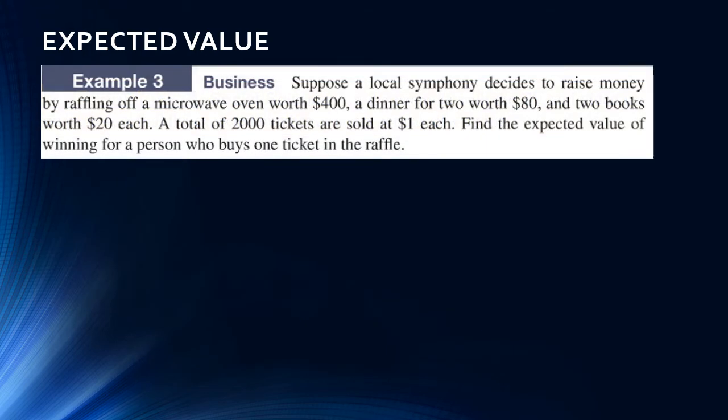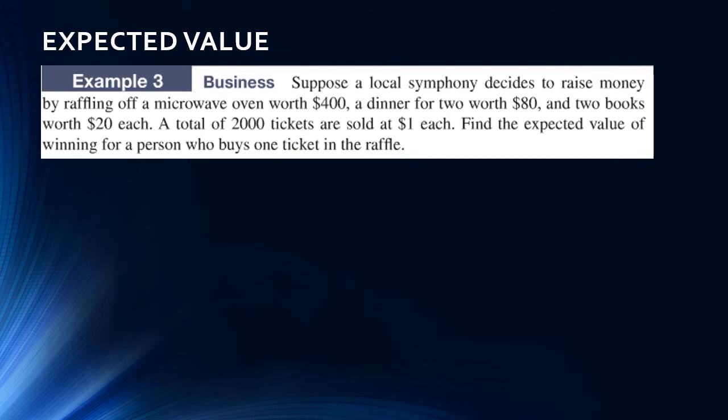This is a really interesting question, and it's got some really good thinking involved in here that's a little bit hidden. Suppose a local symphony decides to raise money by raffling off a microwave oven worth $400, a dinner for 2 worth $80, and 2 books worth $20 each. A total of 2,000 tickets are sold at $1 each. Find the expected value of winning for a person who buys 1 ticket in the raffle.